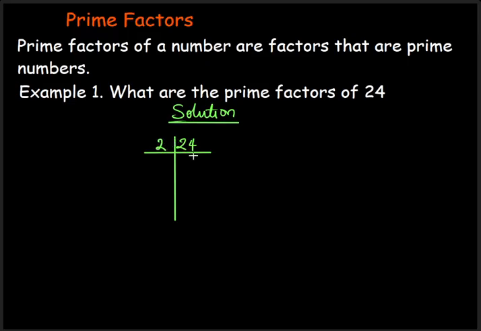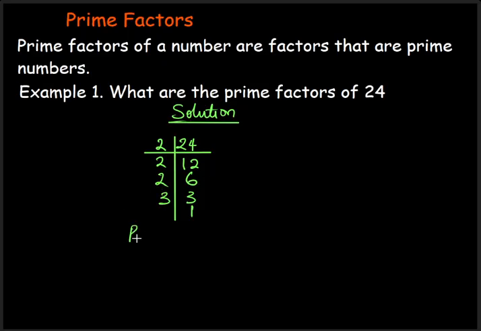Use 2. 2 into 24, that will give us 12. 2 can still go. 2 into 12, that will give us 6. 2 can still go. 2 into 6, that will give us 3. Then 3 here, we divide till we get to 1.